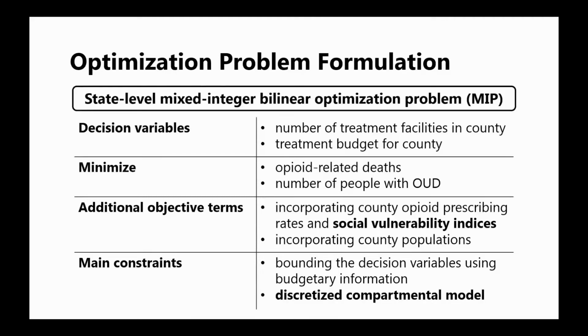In terms of constraints, we wanted to bound the decision variables using budgetary information. And then the most important constraints were this discretized compartmental model that we created previously. And basically, we wanted to optimize our decision variables based on how they affected this compartmental model. So we created this term with the decision variables that affected a particular model parameter, which models the transition rate between the addicted class and the rehabilitating class.